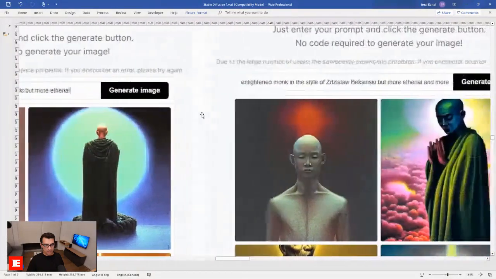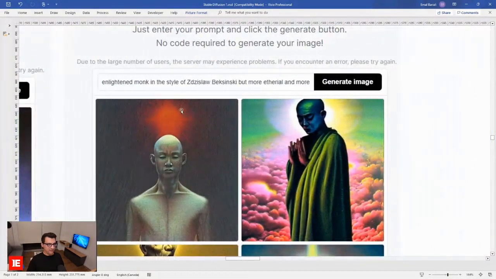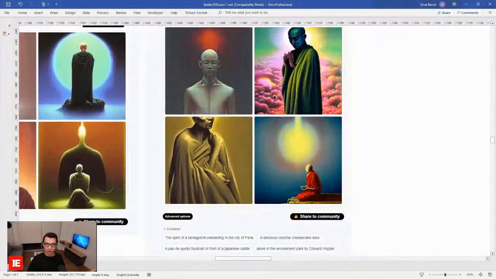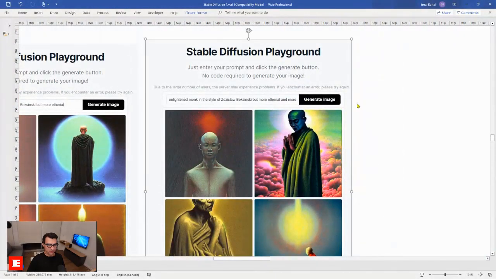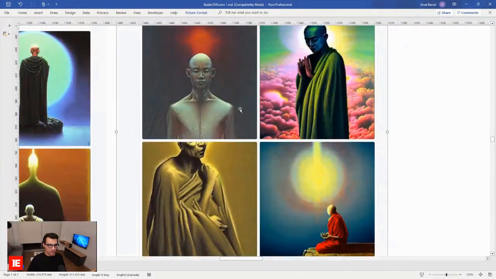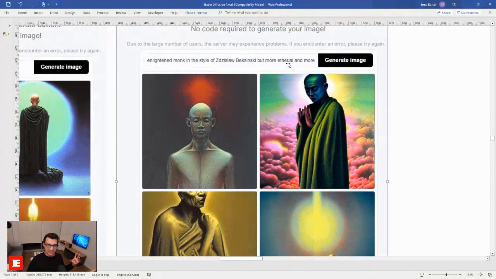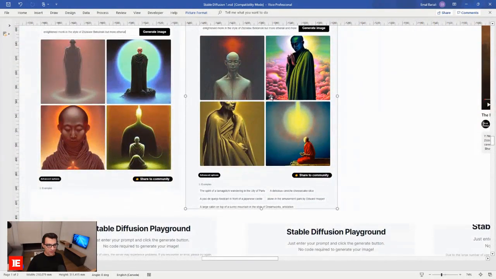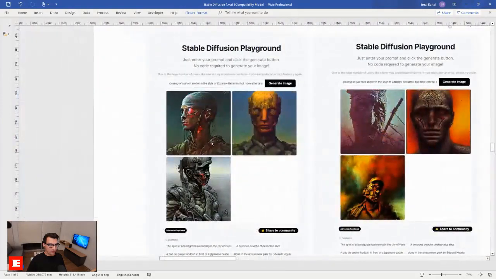Then I moved on and said, the enlightened monk in the style of Beksinski, but more ethereal. I think I captured this, but I can't remember what I put in there. Actually, I should have captured that. My apologies for that. But again, this is another set that it generated for me. And so that is the set that it produced for me there.